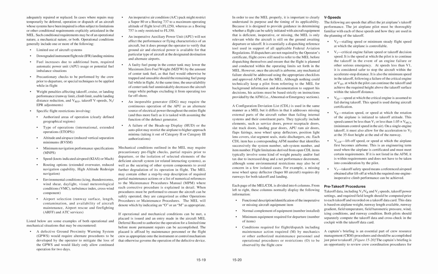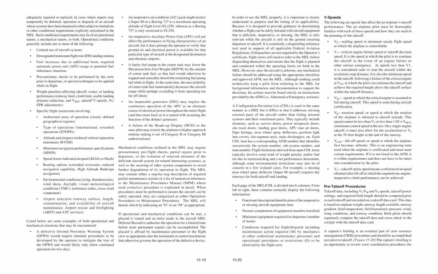Each page of the MEL/CDL is divided into 6 columns. From left to right, these columns normally display the following information. Functional description/identification of the inoperative or missing aircraft equipment item. Normal complement of equipment, number installed. Minimum equipment required for departure, number of items. Conditions required for flight/dispatch including maintenance action required, M, by mechanics or other authorized maintenance personnel and operational procedures or restrictions, O, to be observed by the flight crew.